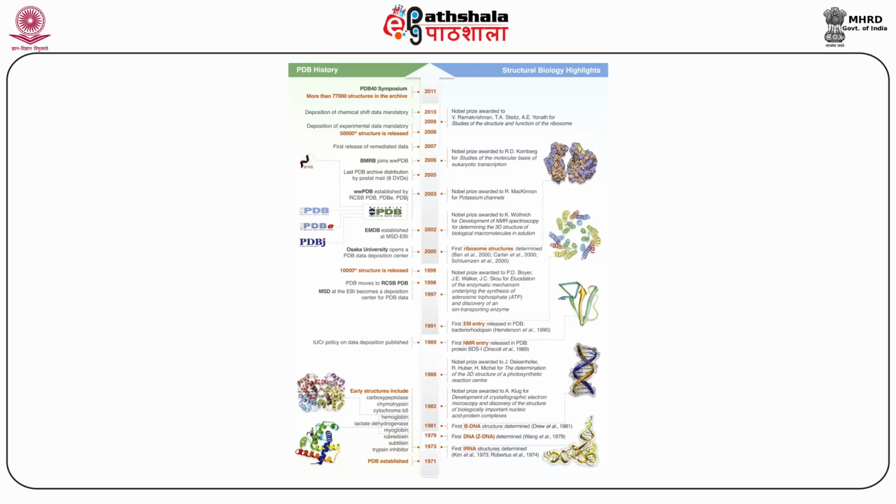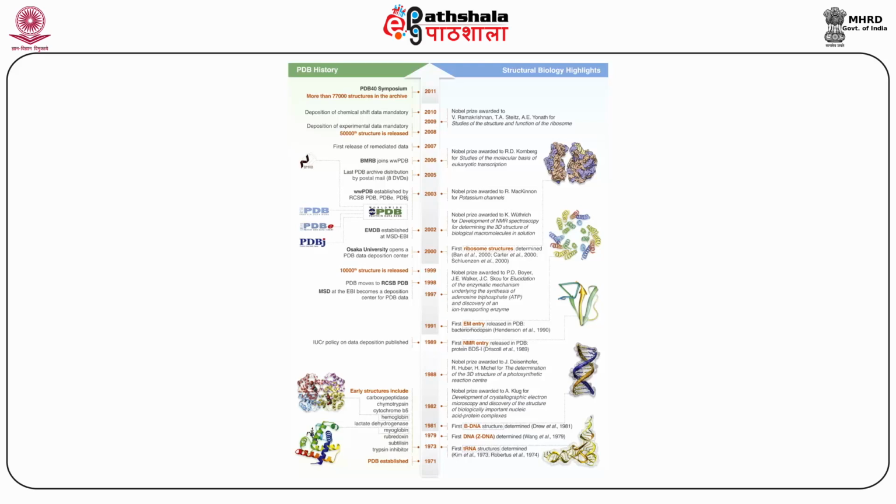To move on to some of the interesting and important structures that have been deposited in PDB, the first tRNA structure deposited in PDB was in 1973. In 1979, the first Z-type DNA was determined. In 1981, the first B-DNA structure was determined by Drew et al. In 1982, Klug received the Nobel Prize for the development of crystallographic electron microscopy and for the discovery of biologically important nucleic acid and protein complexes. In 1988, Deisenhofer, Huber and Michel determined the three-dimensional structure of a photosynthetic reaction center, and the first NMR entry to be deposited in PDB was in the year 1989. The first EM entry was made in 1991.